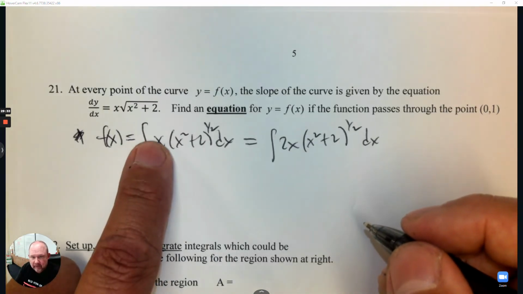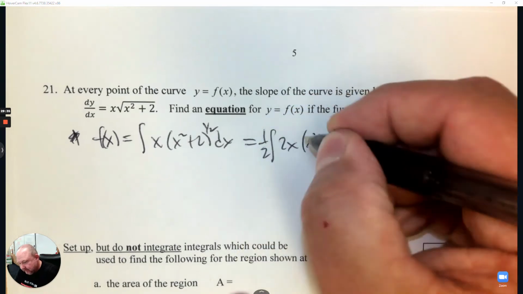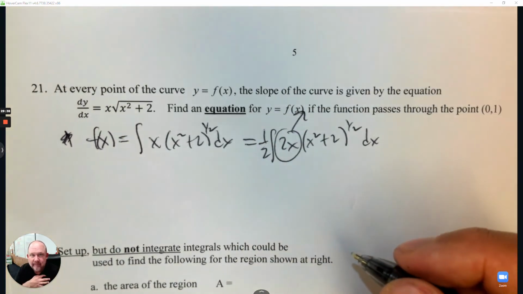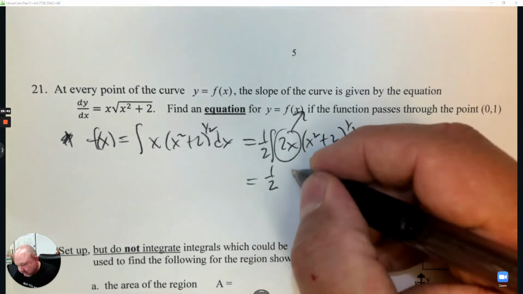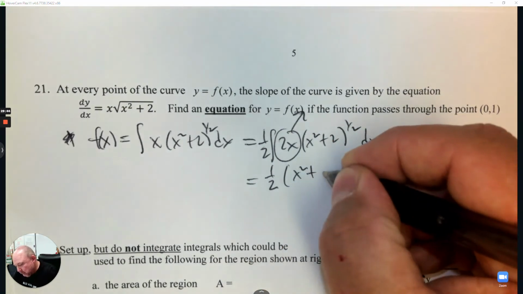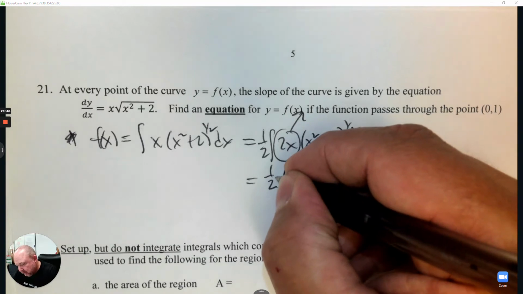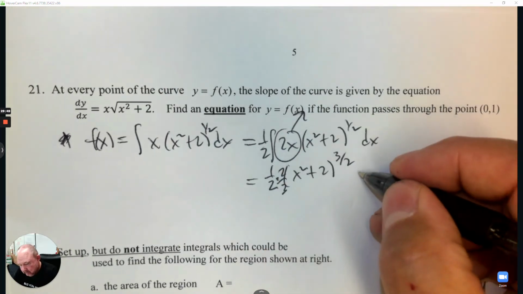And what it was over what it becomes is 1/2. Then you can circle the 2x and unlock it, let it go. The answer starts with 1/2. We're going to add 1 to the exponent and then do the reciprocal, plus c.